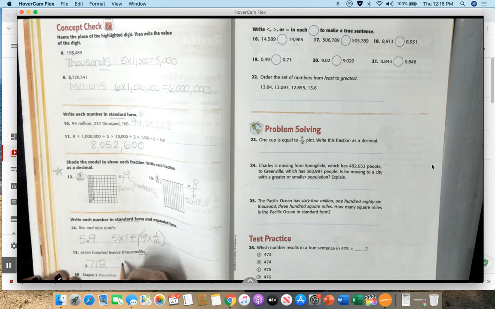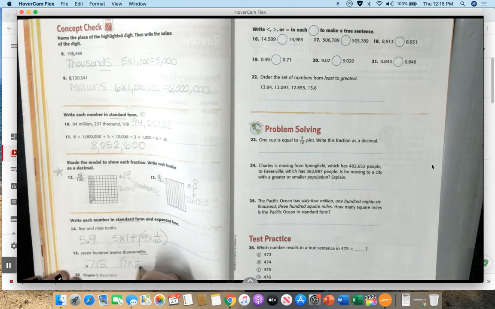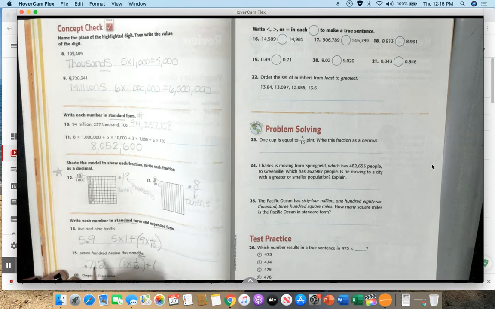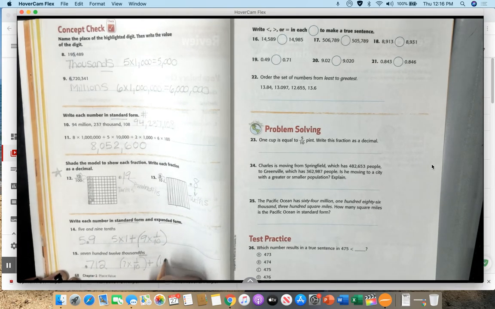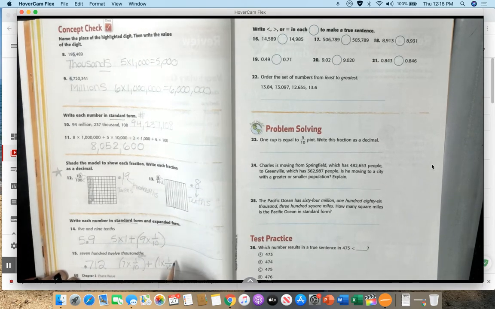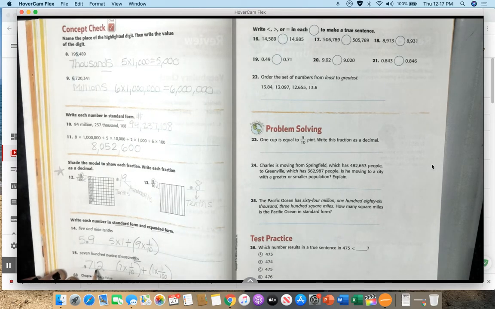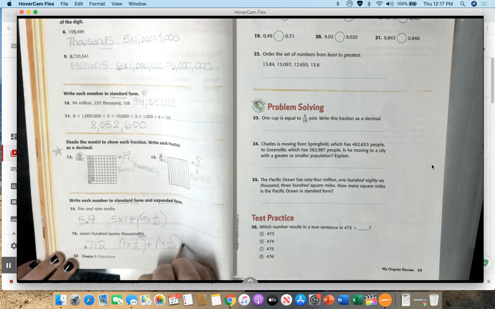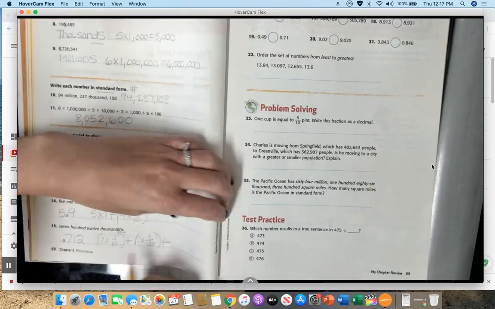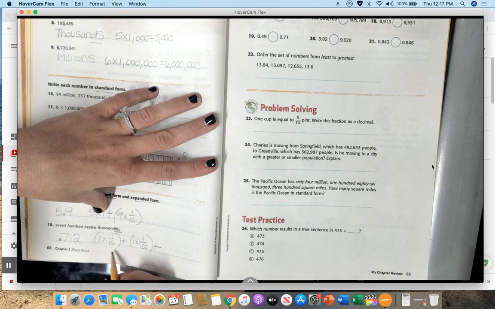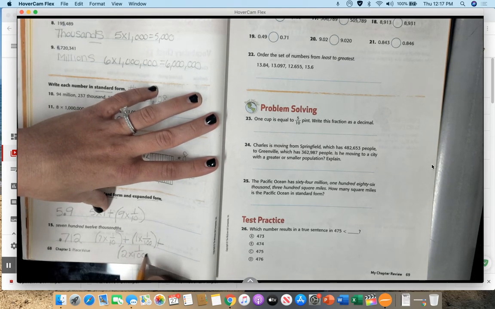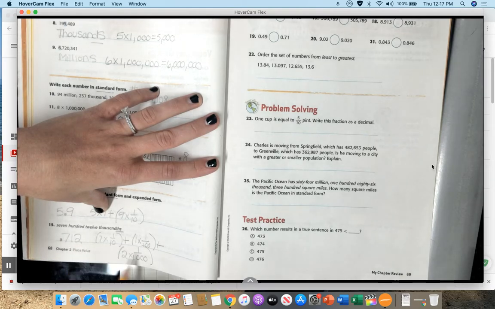So that would be parentheses, 7 times 1/10, because there's a 7 in the tenths spot, plus parentheses, 1 times 1/100, because there's a 1 sitting in the hundredths place, plus, and I'm going to actually write it down here so you guys can see, parentheses, 2 times 1/1,000, because there's a 2 sitting in the thousandths place.